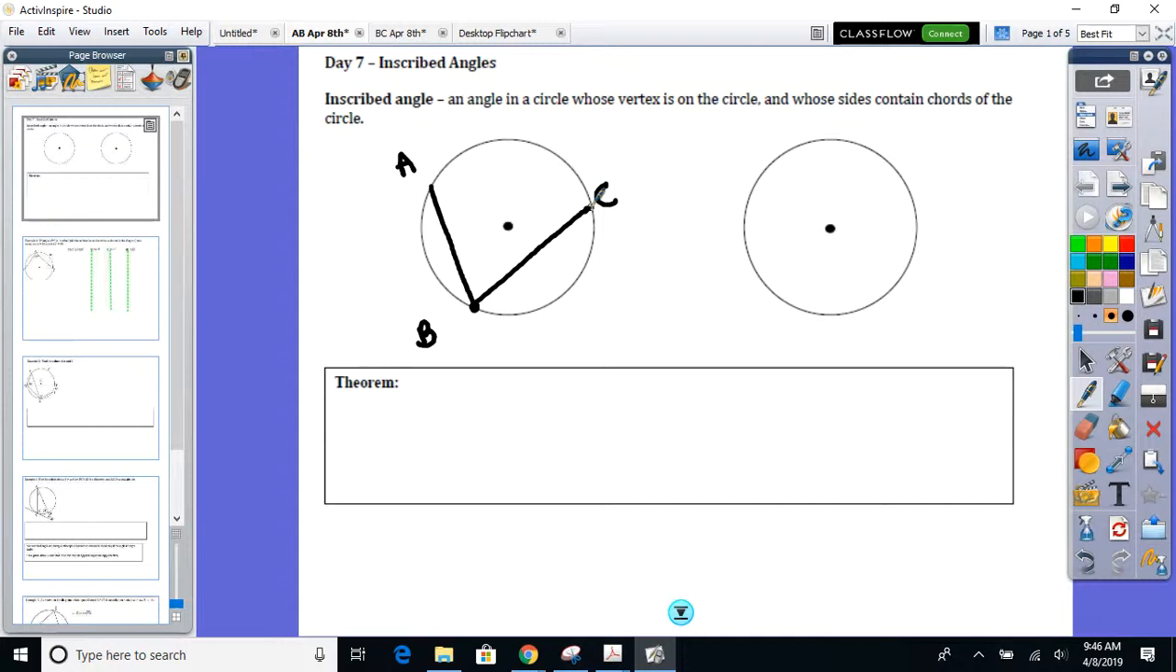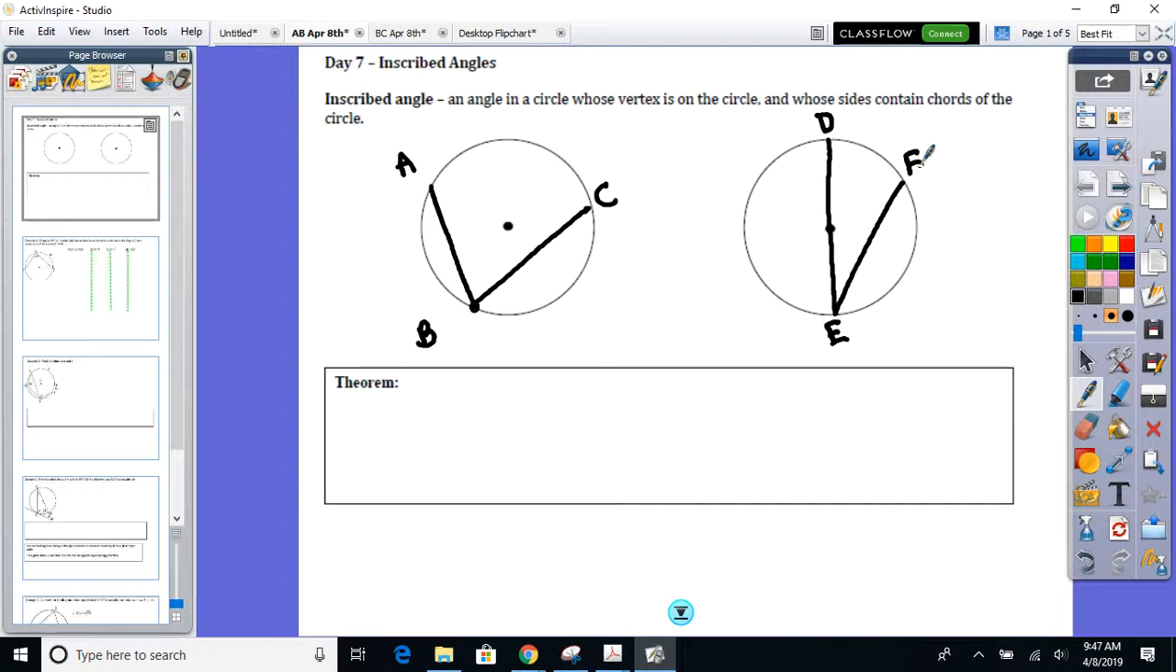The second circle, I want you to put a diameter in. Draw in a diameter for me. Because I also want you to remember that a diameter is a chord. And you could also have an inscribed angle with one side as the diameter. We see the difference between central versus inscribed? We all right? Central versus inscribed.